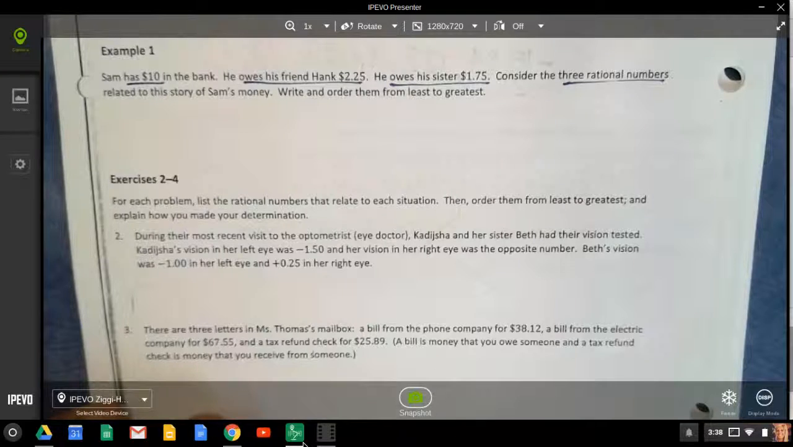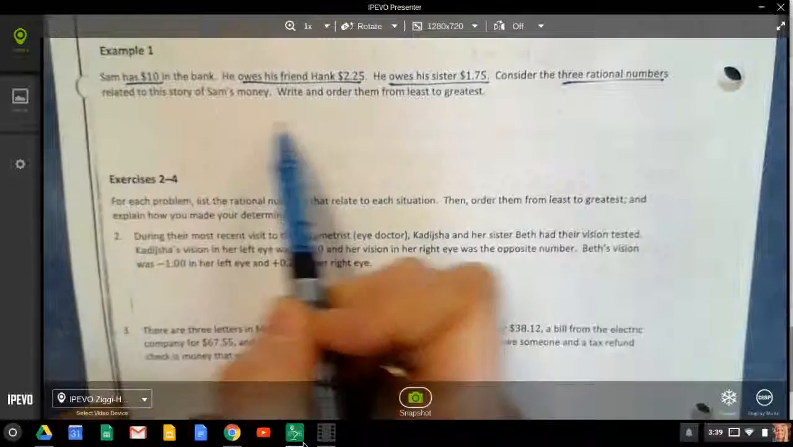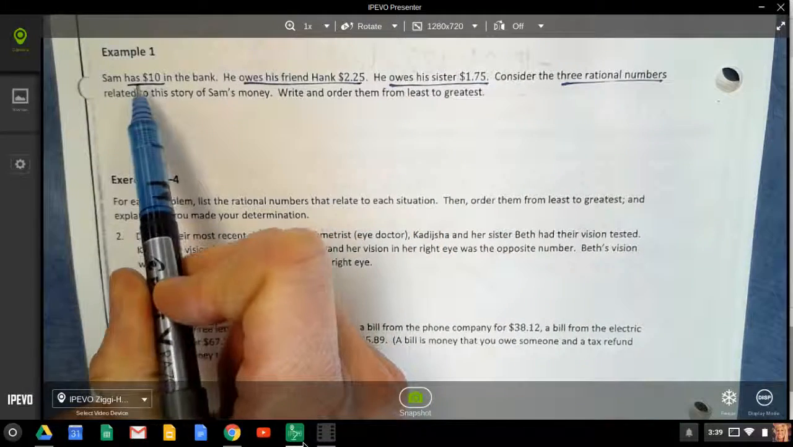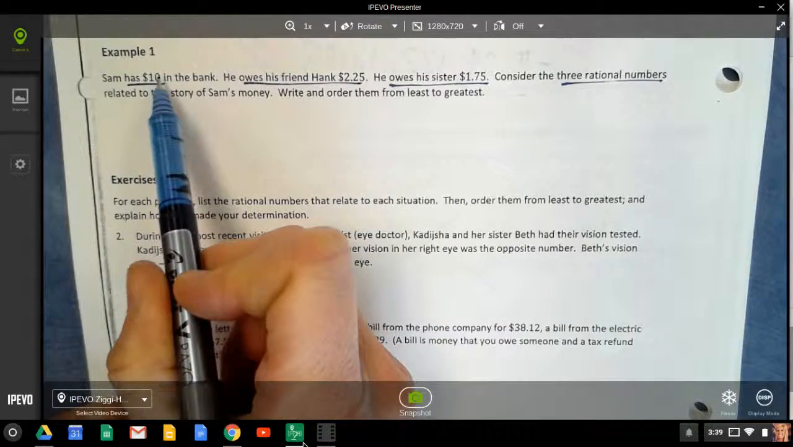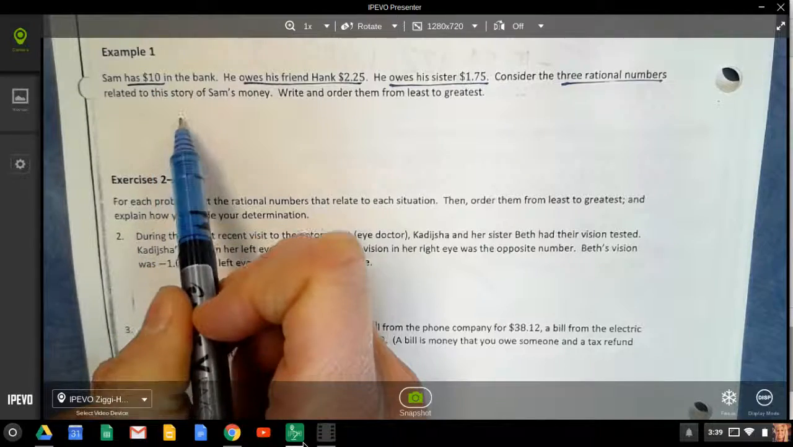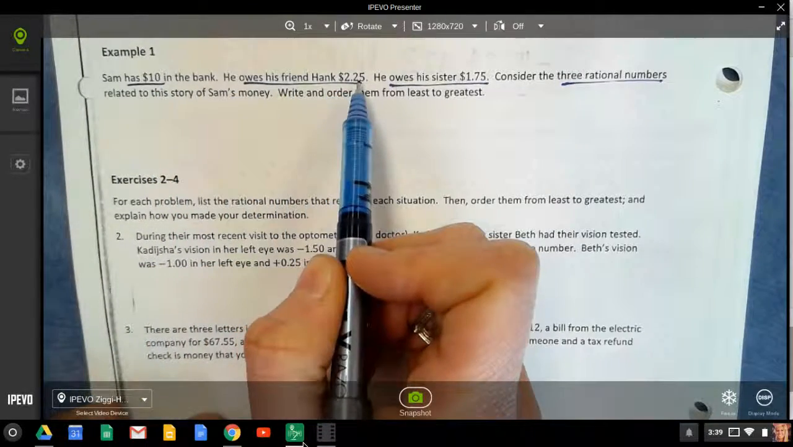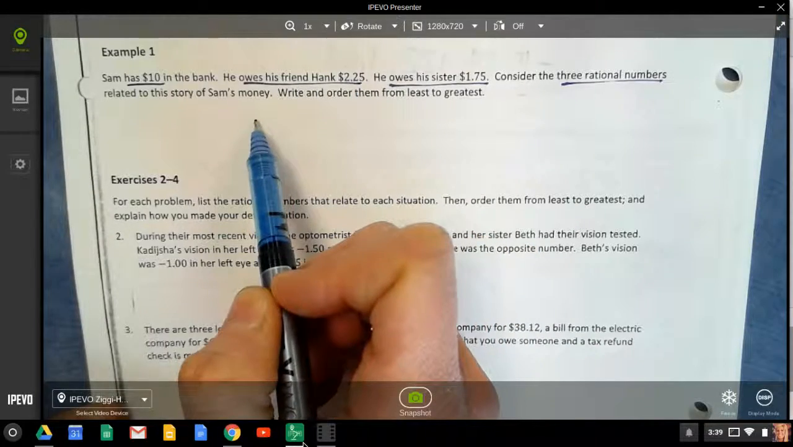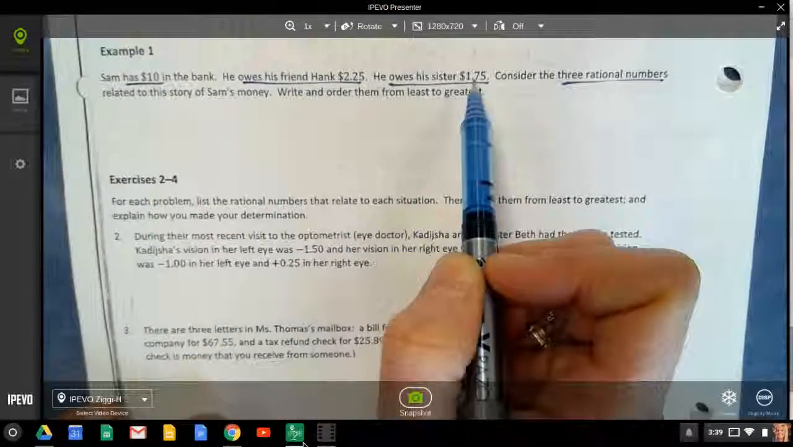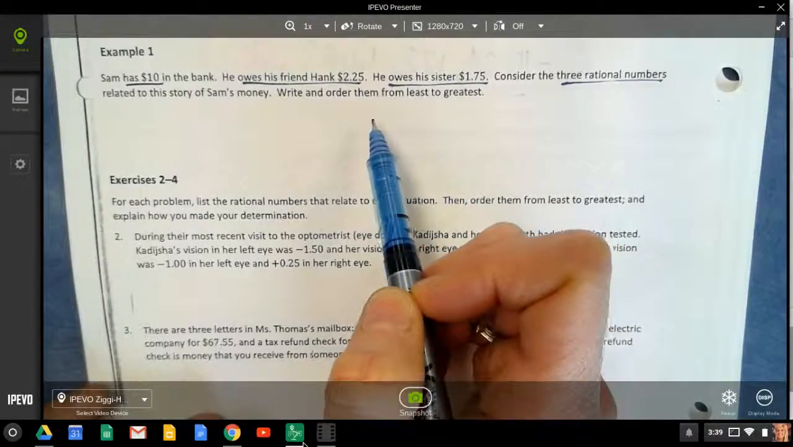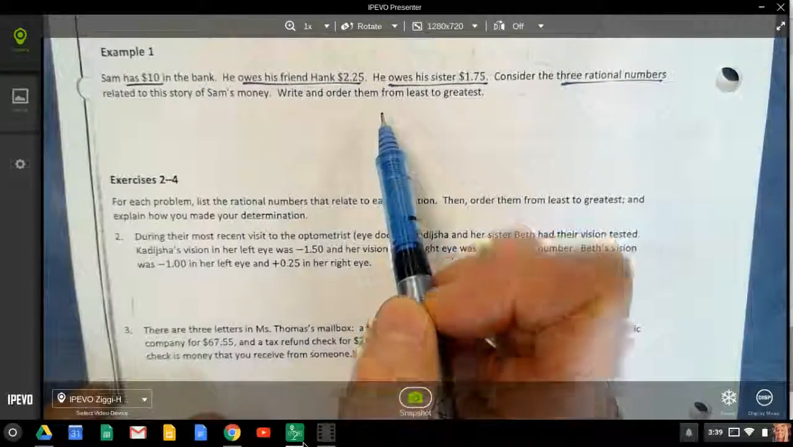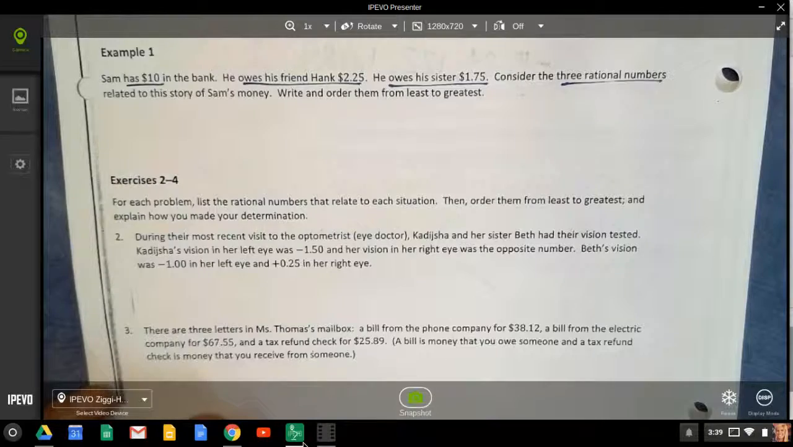So what I would like you to do first is, from this example, represent each of those rational numbers here in this blank space. So go ahead and write down what you think. Sam has $10 in the bank. Is that a positive or a negative? Write it down. He owes his friend Hank $2.25. Is that a positive or negative? And he owes his sister $1.75. Write down whether you think that's a positive or negative. So go ahead, pause the video and do that right now.